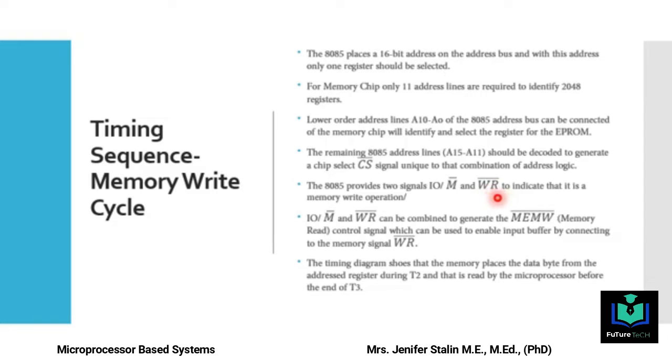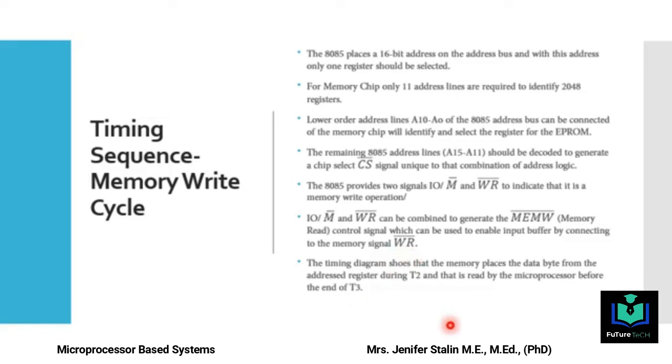The WR bar signal means the microprocessor is writing data to the memory device. So you can see IO/M bar and WR bar can be combined to generate the memory write signal MEMW bar, which is used to enable the input buffer. You know the use of the input buffer now. The input buffer is connected to the memory by connecting to the memory signal WR bar.